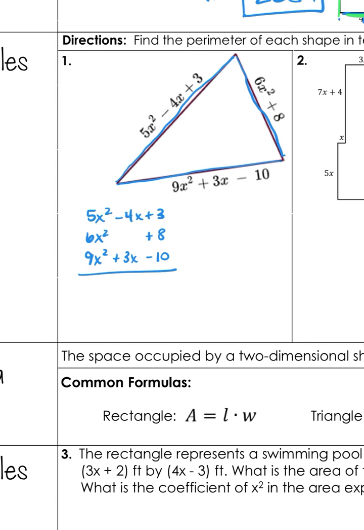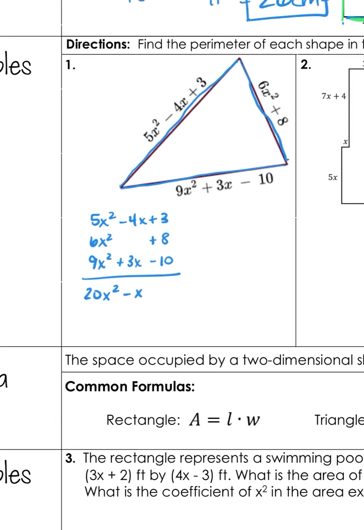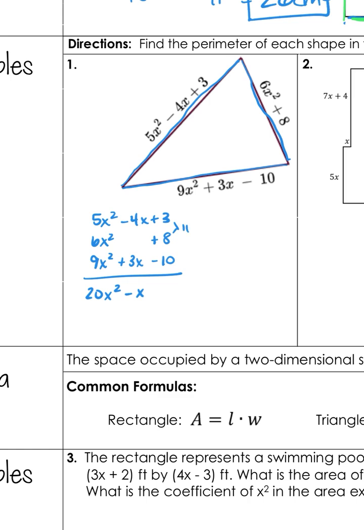So now I can just add all those together. So 5 and 6 is 11, plus 9 is 20. And then negative 4 and positive 3 is going to give me negative 1x. And then 3 plus 8 is positive 11. And then minus 10 is just 1. So I'm going to say plus 1. So that is my answer. And I wasn't given any units, so I don't have to worry about units in this one.